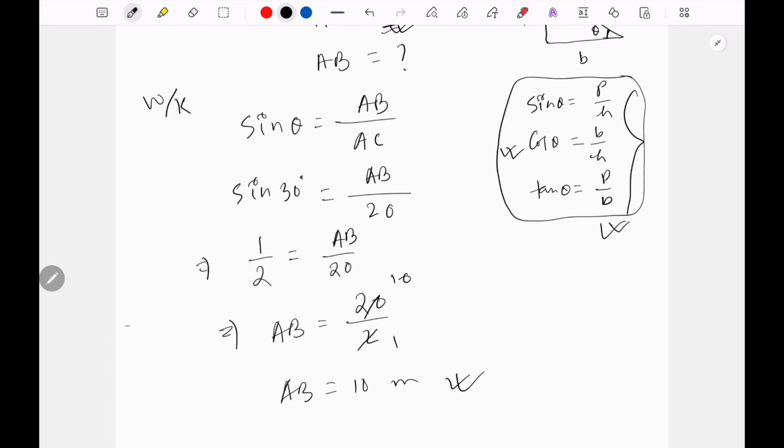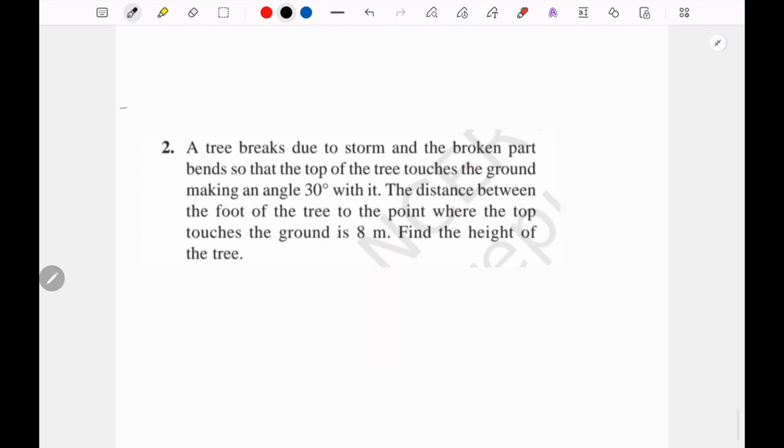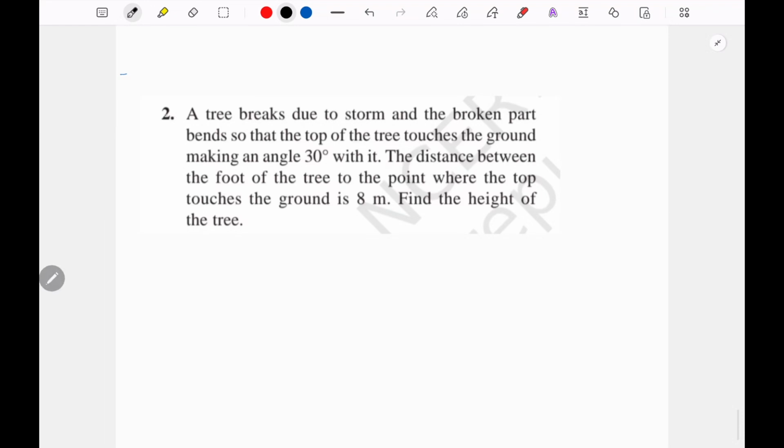See, very easy questions. Every question of this chapter is very easy. Nothing is there. Just read the question and draw the figure and use any of these three ratios. So you can easily find the answers. So in a question, just write what are the givens and then you solve the question. Then you will find every question is very easy. So let's see what is question number 2.